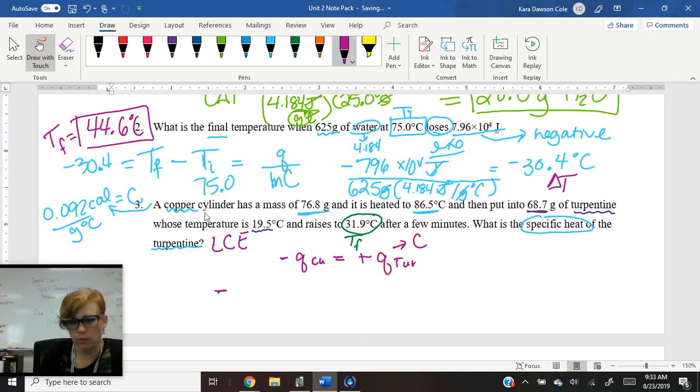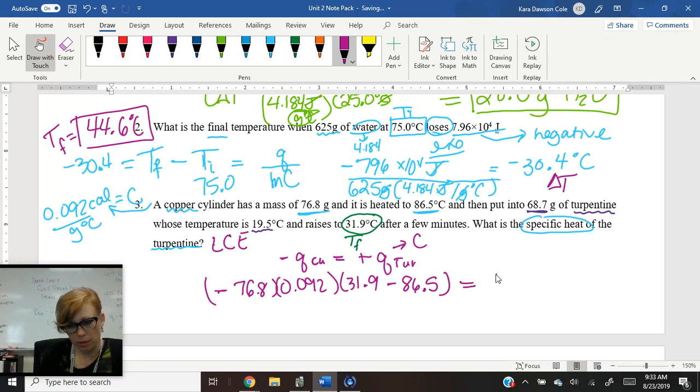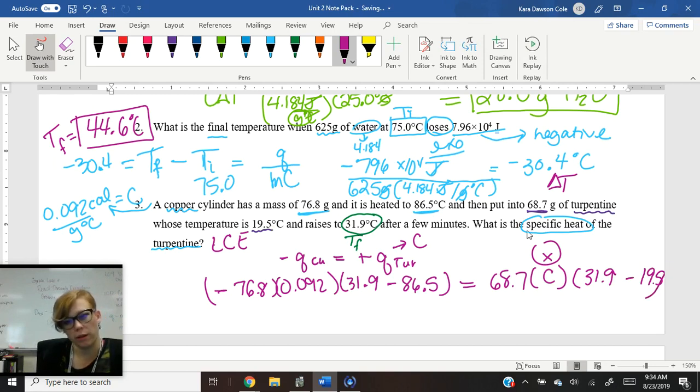So I've got negative because I'm losing heat for copper. So negative 76.8, and I'm going to multiply that by 0.092, and then I'm also going to multiply that by my change in temperature. So my T final is 31.9 minus 86.5. And this is all equal to the mass of my turpentine, which is 68.7, times my C value, which is what I'm looking for. So this is my X value, right? And then I'm going to have 31.9 minus 19.5, because this is my temperature initial and my temperature final for my turpentine.